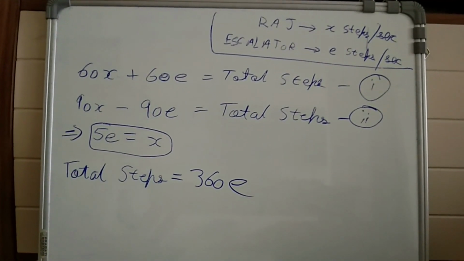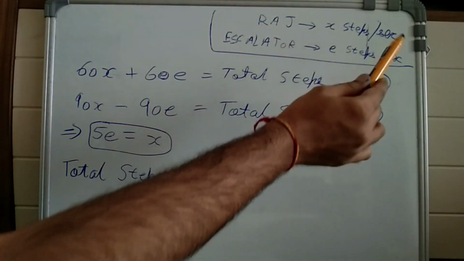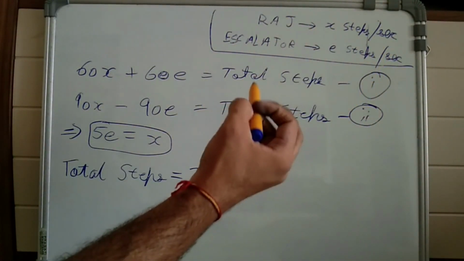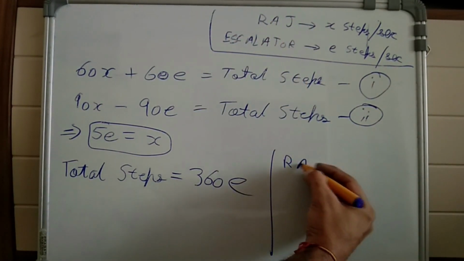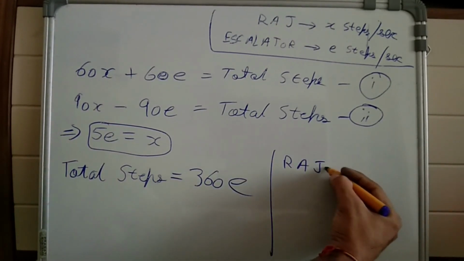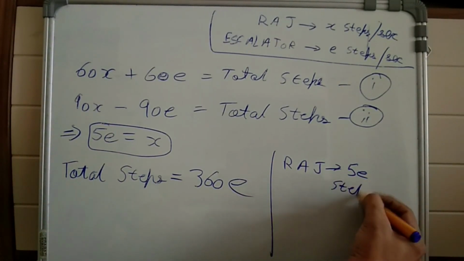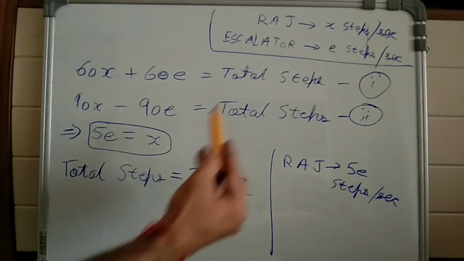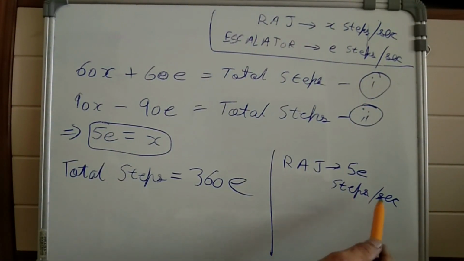Okay, so total steps is equal to 360e, and the speed of Raj was x steps per second. Value of x is 5e. So I can say the speed of Raj is 5e steps per second, because the value of x is 5e. So from here Raj's speed is 5e steps per second.